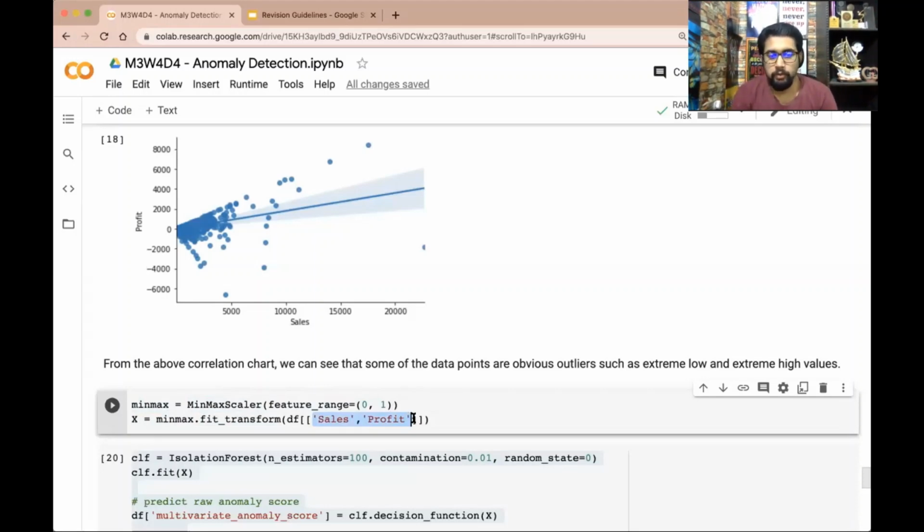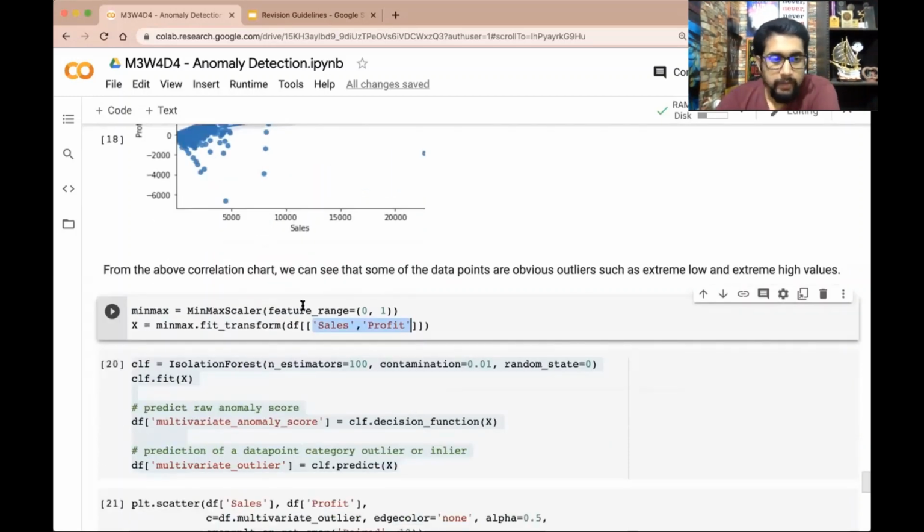Because sales and profit will have somewhat different scales, I need to get both of them in the same scale. So that's why I did a min max scaler and did a dot fit transform to get my x's. In this x I have two variables, sales and profit.